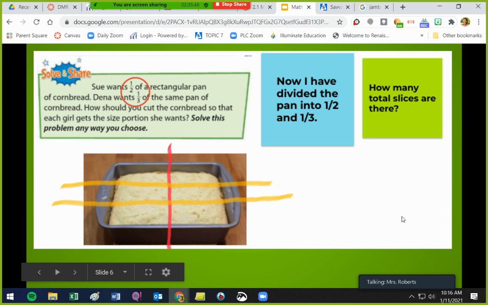So have you guys ever watched, at a birthday party, somebody cut up a cake, and a lot of times they don't just cut it straight down. They'll cut down, or vertical, and then they'll also cut side to side, right?